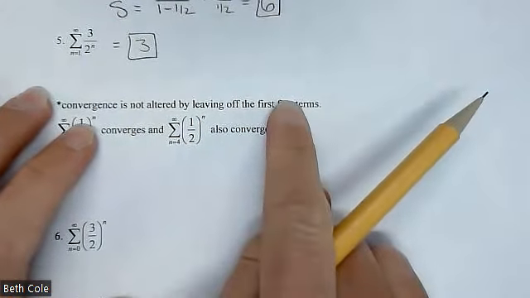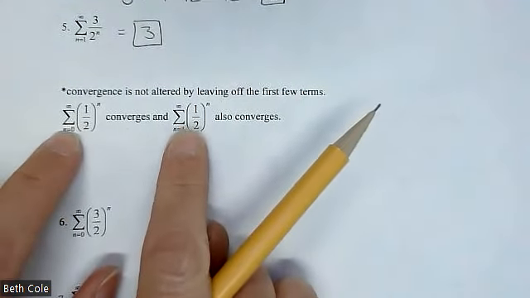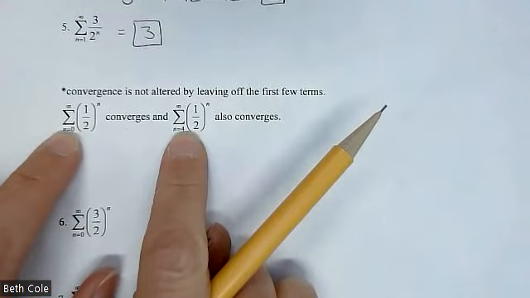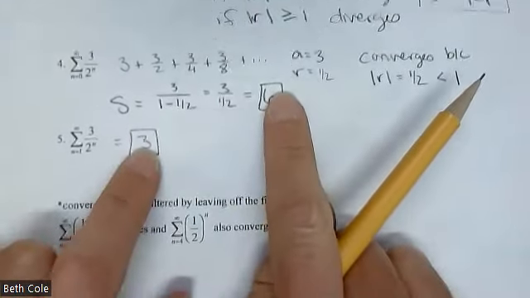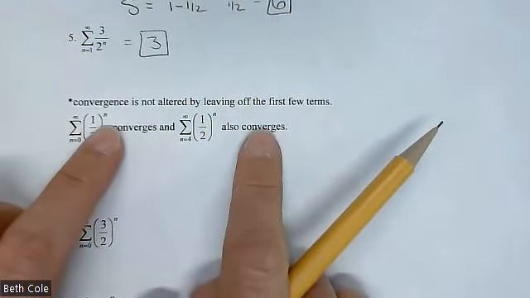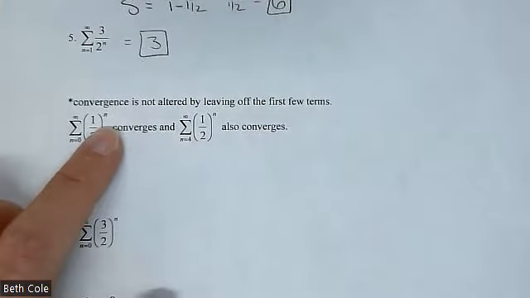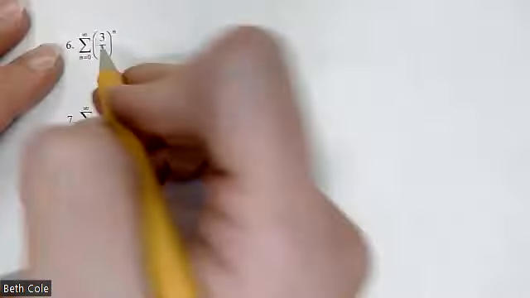And that's the next thing I printed on the paper here. If this converges, so does this. This one starts at 0 and this one starts at 4. You would get a different summation. Like this came out to 6 and this came out to 3. So that would be different. But if one of them converges, the other does too. Does this make sense? That's not going to change just by leaving off the first few numbers. All right, let's try a couple more.